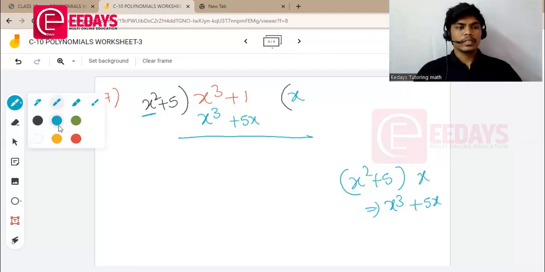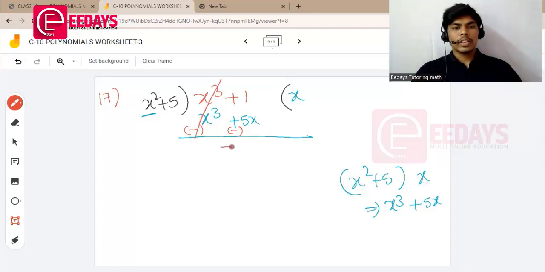Let us do the subtraction. Plus becomes minus, plus becomes minus. Plus x cube minus x cube will cancel. So we will get minus 5x plus 1. All right, that is the remainder we get. So here x is the quotient. This is the quotient we get.